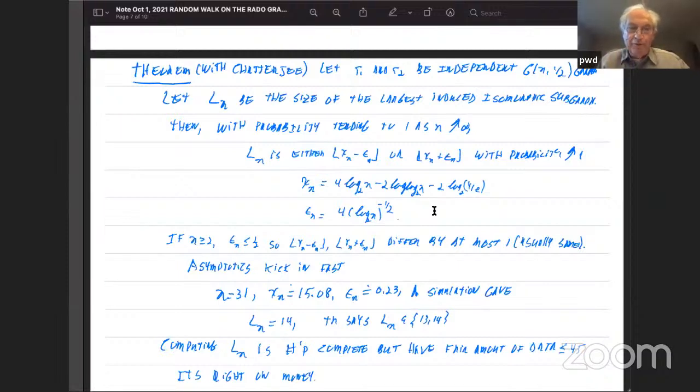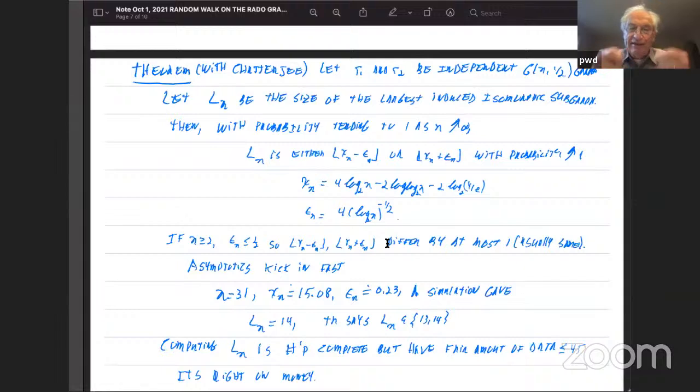Just to help you look at that, it's a lot of symbols. If n is bigger than 2, epsilon is less than a half. So these two numbers differ by at most 1. So usually the size of the largest induced subgraph is within one of each other. And mostly it's the same number. It's a fixed number when n is large, because this is tending to 0, but infinitely often there'll be two numbers.